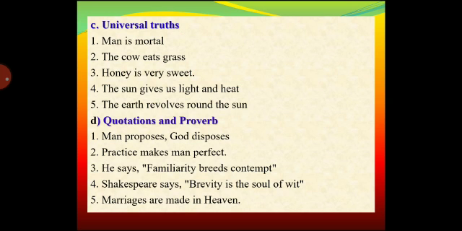Man proposes, God disposes. Practice makes man perfect. He says familiarity breeds contempt. And Shakespeare says brevity is the soul of wit. Marriages are made in heaven. So we use the simple present tense in four ways: one is the present action, the second is habitual action, the third is universal truth, and the fourth is quotations and proverbs.